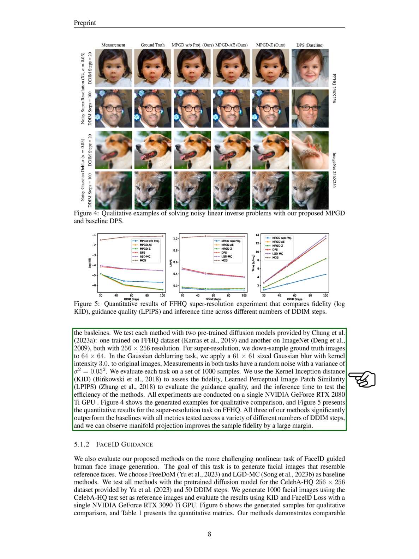We evaluate each task on a set of 1,000 samples. We use the kernel inception distance, KID, to assess the fidelity, learned perceptual image patch similarity, LPIPS, to evaluate the guidance quality, and the inference time to test the efficiency of the methods. All experiments are conducted on a single NVIDIA GeForce RTX 2080 Ti GPU. The generated examples for qualitative comparison are shown in one figure, and the quantitative results for the super resolution task on FFHQ are presented in another figure.